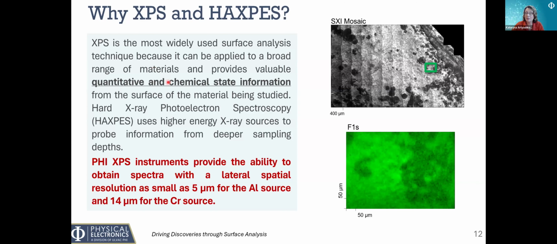Phi XPS instruments are de facto imaging XPS instruments. They allow us the ability to provide spectra and maps from lateral resolution as small as 5 microns for the aluminum X-ray source and 15 microns for the chromium X-ray source. So you can see here that by scanning X-ray, we can create secondary electron images that allow us to look really nicely at topographical and chemical heterogeneities and identify areas for analysis with 100% certainty. And we can then collect maps from areas of interest. A chemical map of fluorine is shown here.